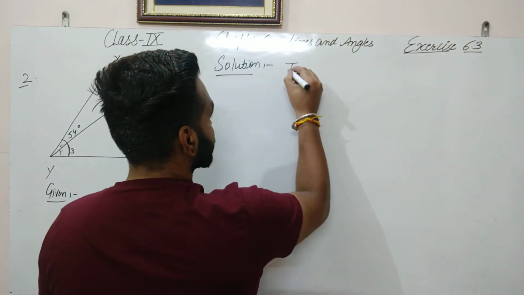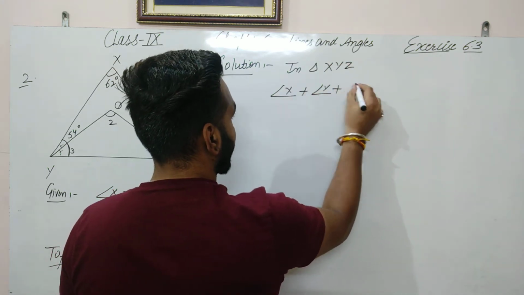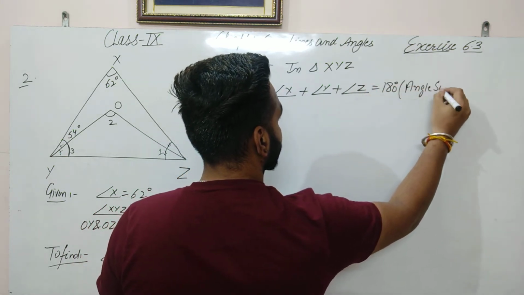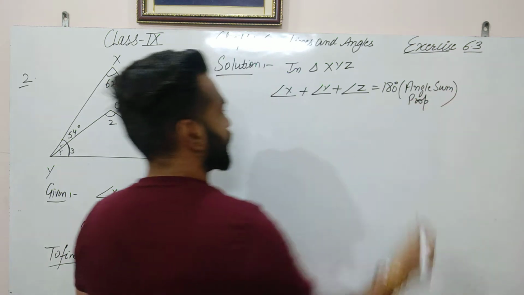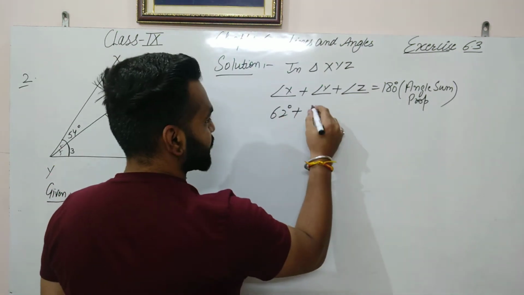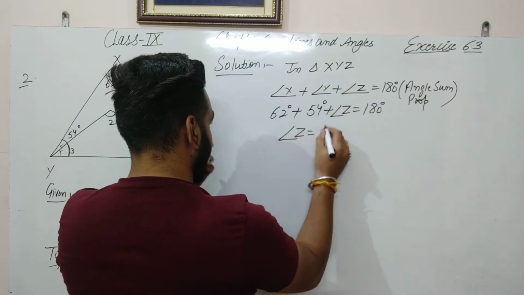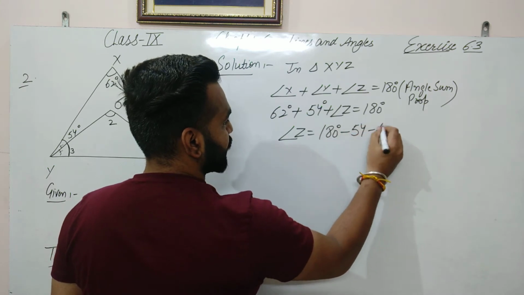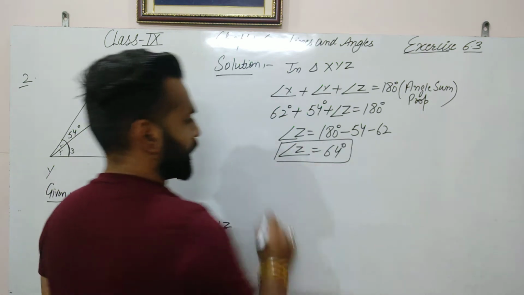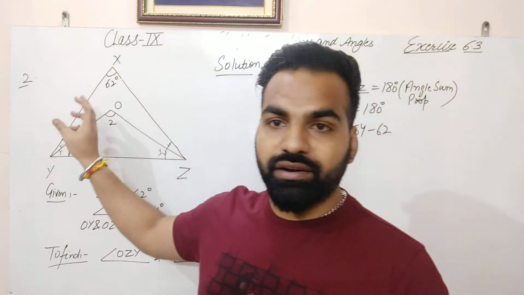So in triangle XYZ, angle X plus angle Y plus angle Z is equal to 180, angle sum property. Here we know the value of angle X is 62 degrees, angle Y is 54. So from here we can calculate the value of angle Z: 180 minus 54 minus 62. So angle Z will be equal to 64 degrees. So by using angle sum property we can find the third angle if two angles are known in a triangle.